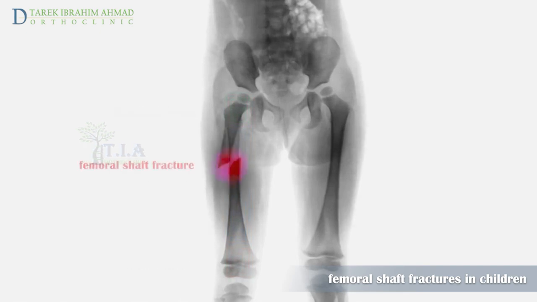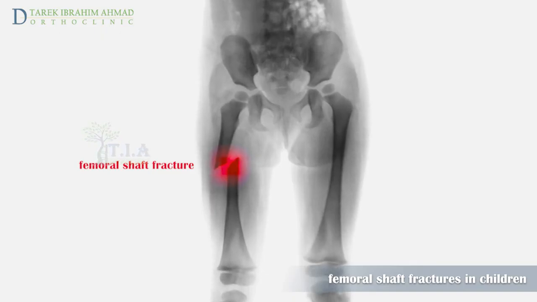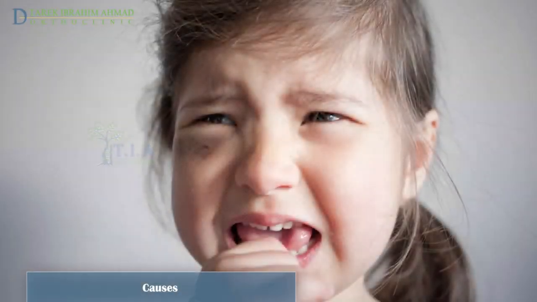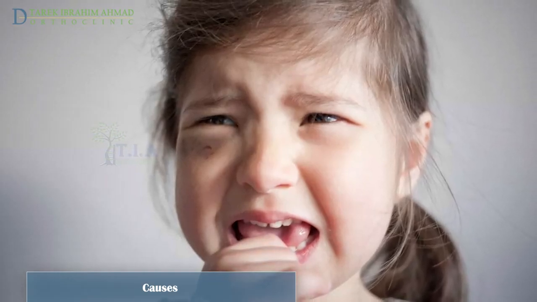The shaft is the most common site for pediatric femur fractures, accounting for almost 75% of all femur fractures and 2% of all pediatric fractures. The specific mechanism of injury is most often related to the age of the patient.